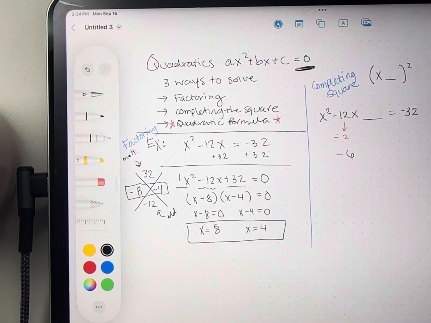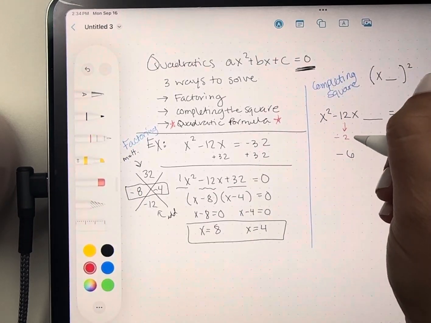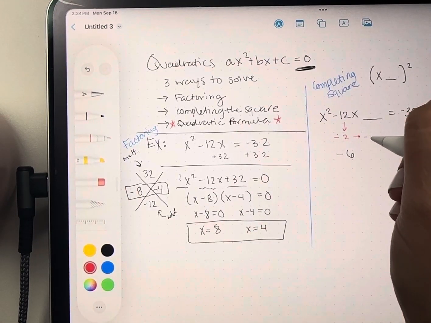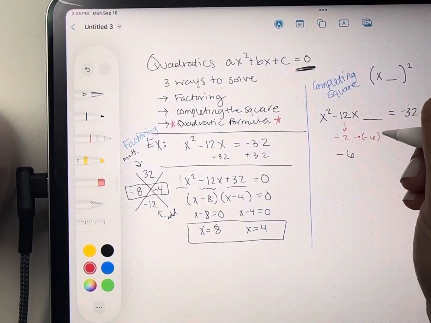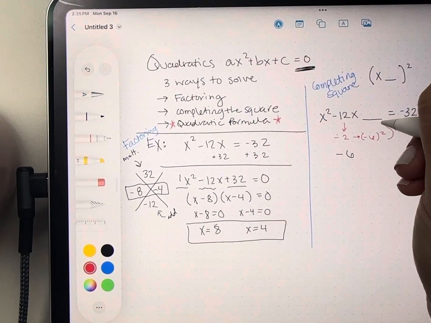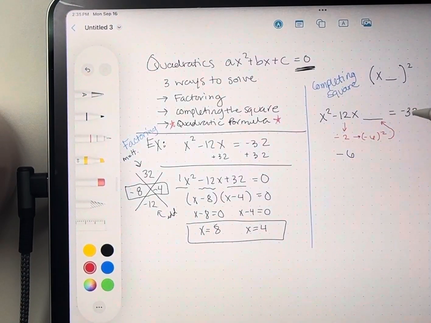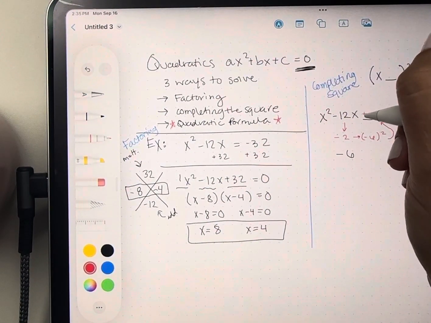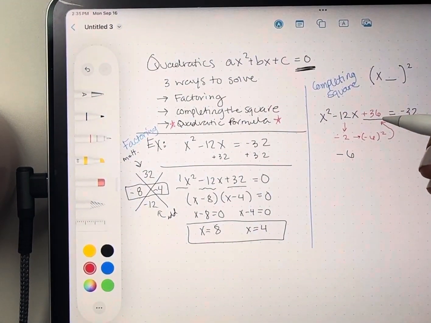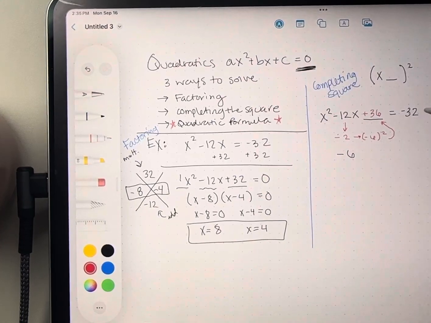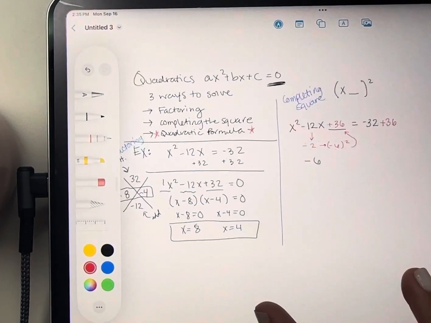You'll see. Now, this negative 6 that I got, I have to square it and write it down in this spot. All right, so negative 6 squared is 36. So I'm going to say plus 36 here. But I cannot just add 36 to this side of this equation. I have to balance it by also adding 36 to the other side. Okay?